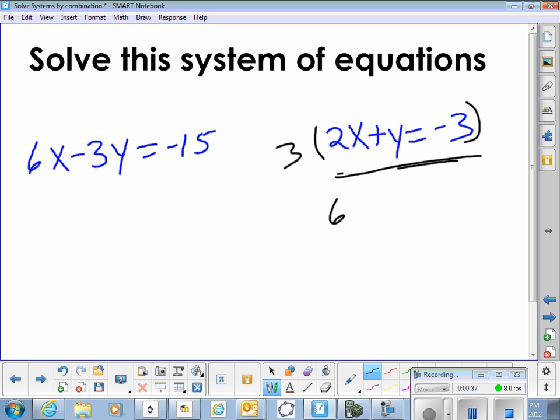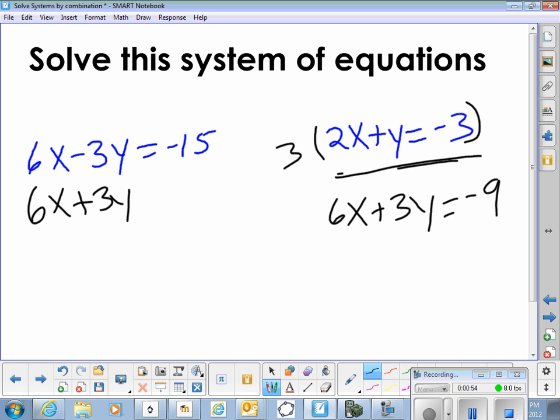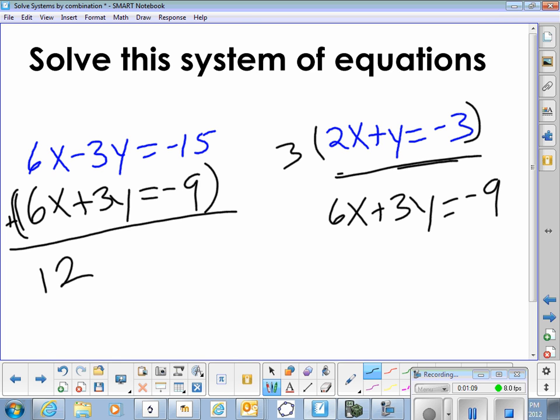3 times 2x is 6x. 3 times y is 3y. 3 times negative 3 is negative 9. So if I combine those two equations together through addition, I'm just going to add that whole equation to the top equation. So 6x plus 6x is 12x, and negative 3y plus 3y is 0.